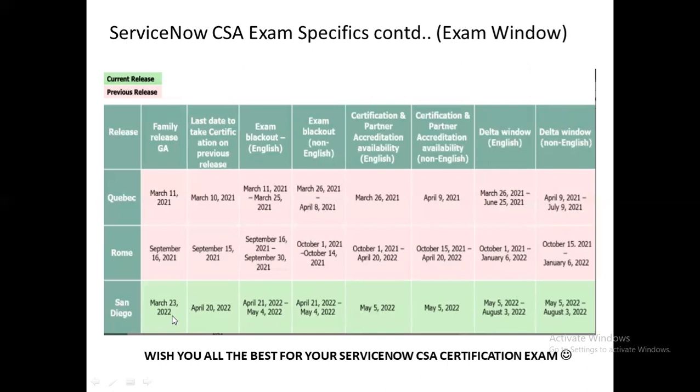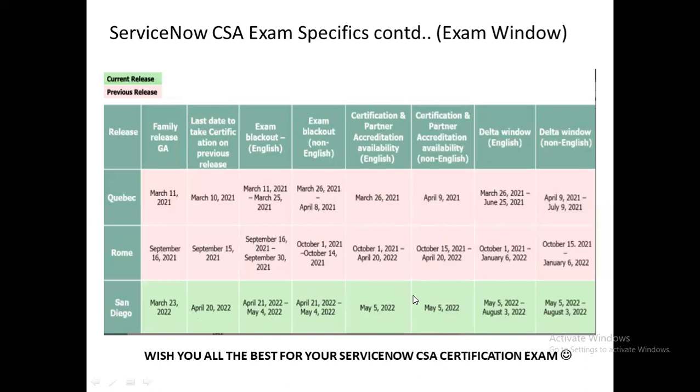But the idea is very clear that San Diego is released in the month of March. You could have taken the exam on the previous release, which was Rome, till April 20 only. Then you have a blackout period from 21st April to May 4th, the same for both English and non-English. Then the San Diego exam will be available from 5th of May onwards, right? Even for English as well as non-English.